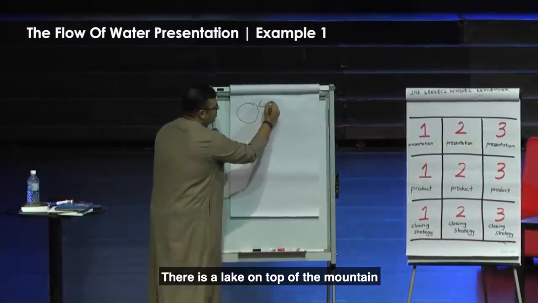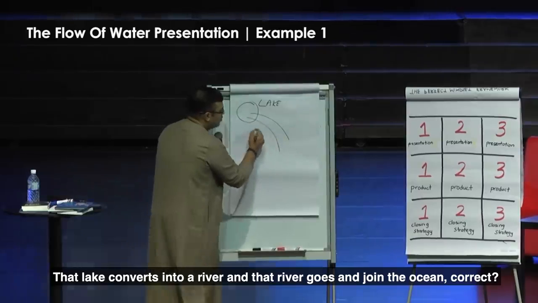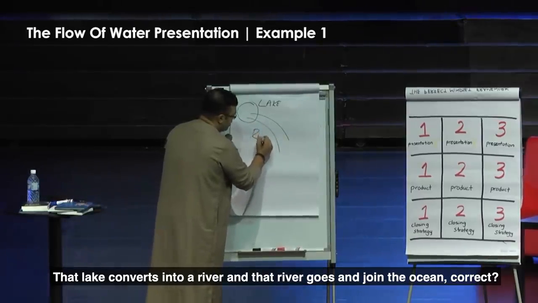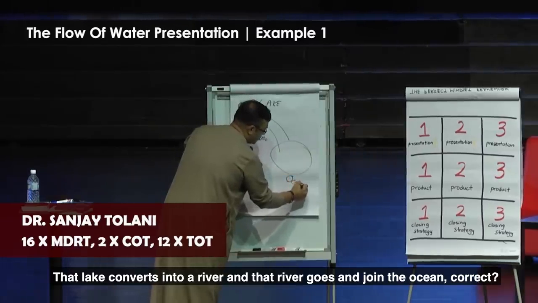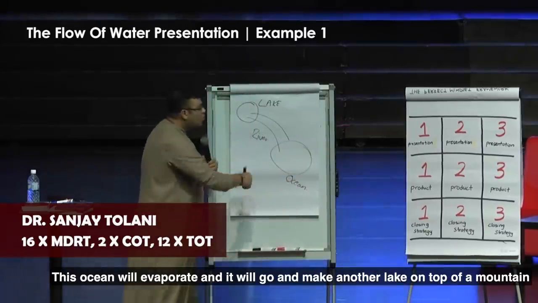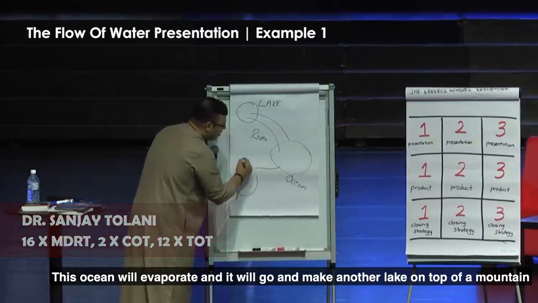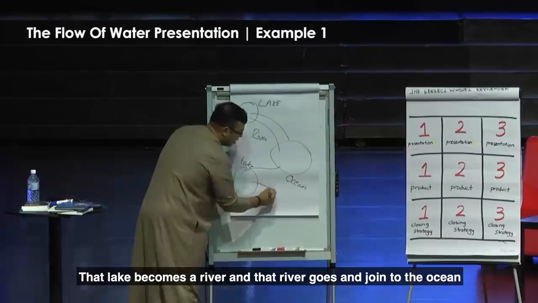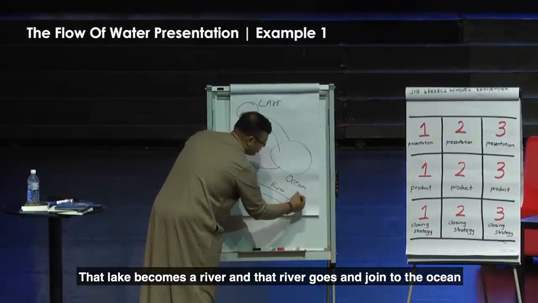There's a lake on top of a mountain. That lake converts into a river, and that river goes and joins the ocean. Correct? This ocean will evaporate, and it'll go and make another lake on top of a mountain. That lake becomes a river, and that river goes and joins into the ocean.